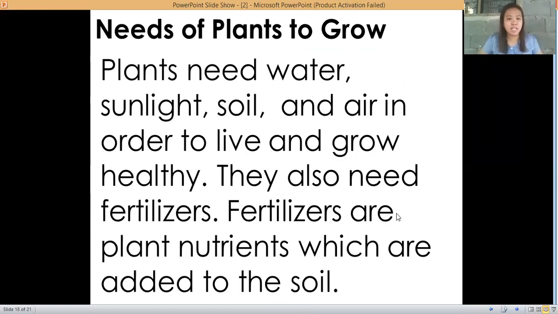Okay, needs of plants to grow. We know this already. Plants need water, sunlight, soil, and air in order to live and grow healthy. They also need fertilizers. Fertilizers are plant nutrients which are added to the soil. If we have sunlight, soil and air, but there's not enough water, our plants will not grow healthy. If one of these is missing, then your plant is not healthy. It must be complete.